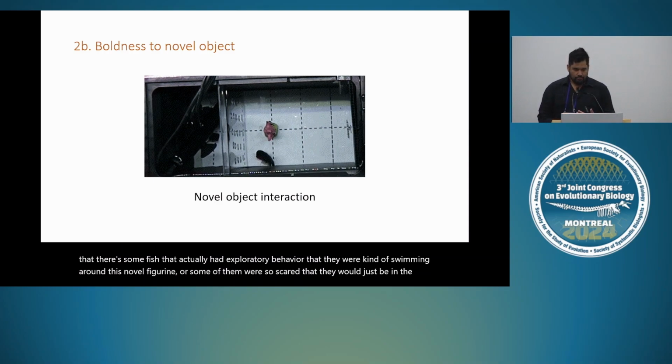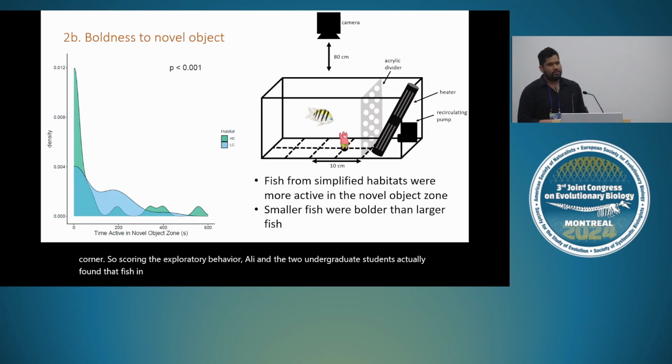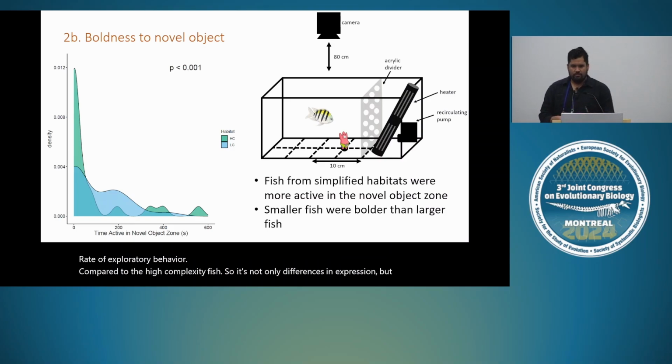So scoring the exploratory behavior, Ali and the two undergraduate students actually found that fish in simplified environments had a much higher rate of exploratory behavior compared to the high complexity fish. So it's not only differences in expression, but also differences in their behavior.